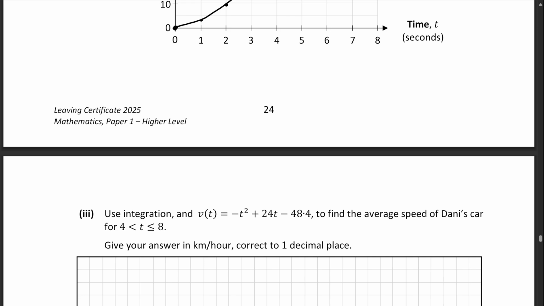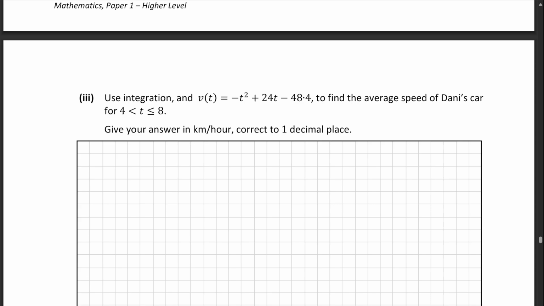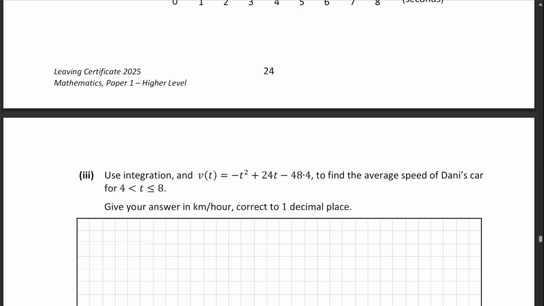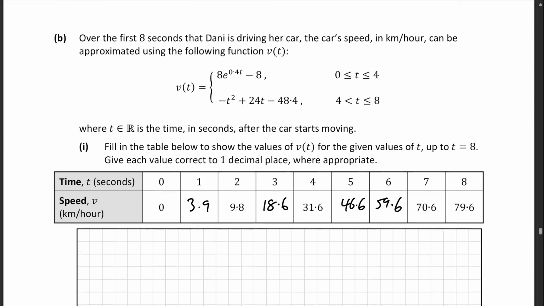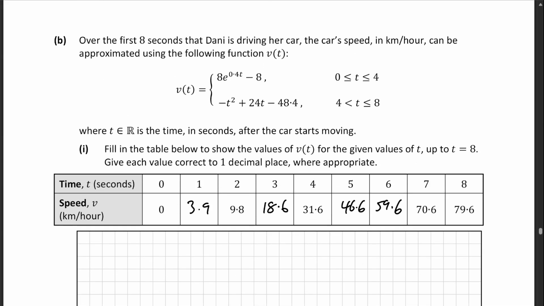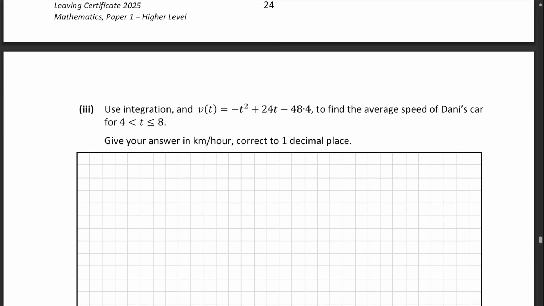Okay, use integration in that. Find the average speed of Danny's car in the interval 4 to 8. Give your answer in kilometers per hour, correct to one decimal place. Are these in hours? That's time in seconds. Okay, but it's speed in kilometers per hour. So what's the average speed in kilometers per hour over that interval? V bar is 1 over 8 minus 4 times the integral between 4 and 8 of negative t squared plus 24t minus 48.4 dt.